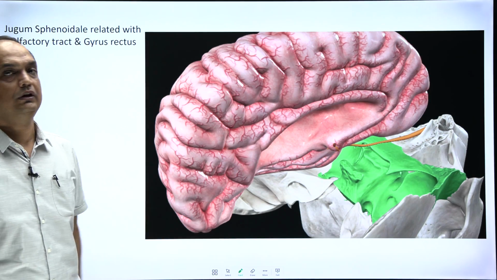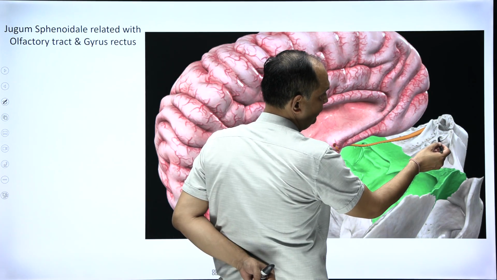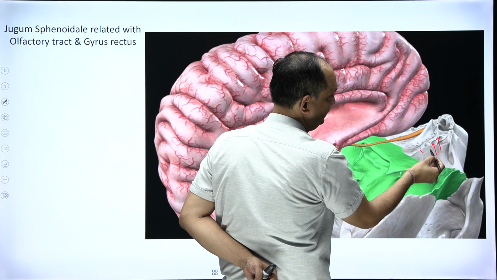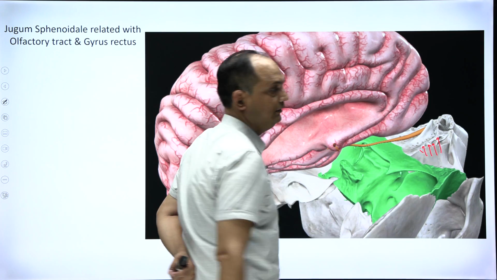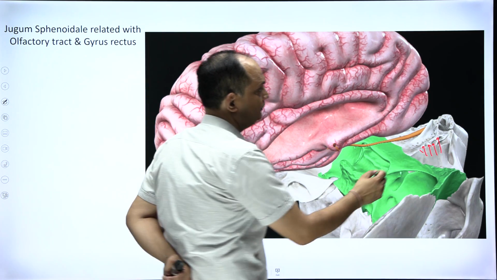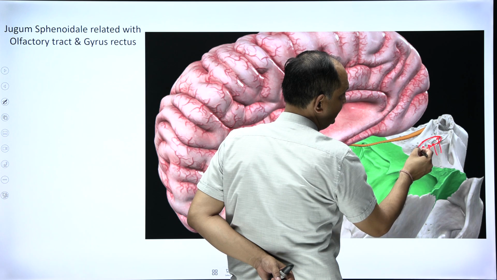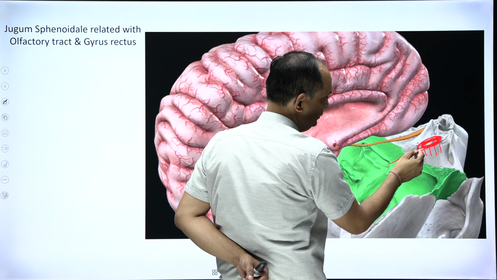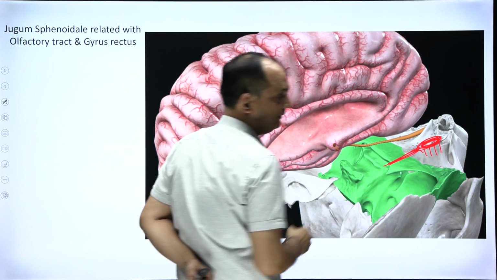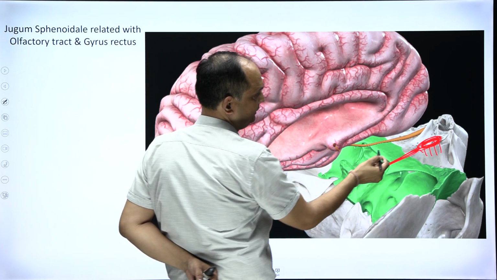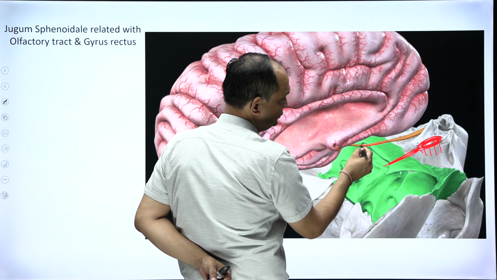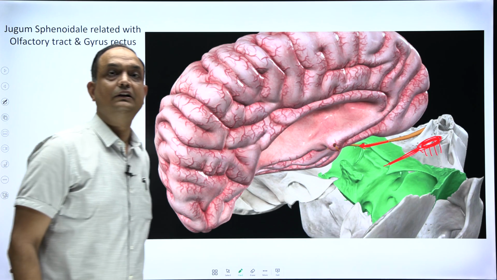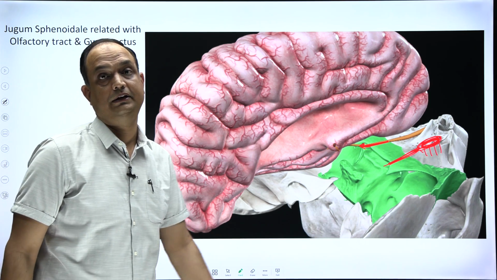Now here what you are able to understand is that from this cribriform plate, olfactory nerves are entering into the anterior cranial fossa. These olfactory nerves are received by a dilated area known as olfactory bulb, and from the bulb you have the origin of the olfactory tract. Here you can see that this olfactory tract is passing posteriorly on this Jugum Sphenoidale. So Jugum Sphenoidale is related with the olfactory tract.